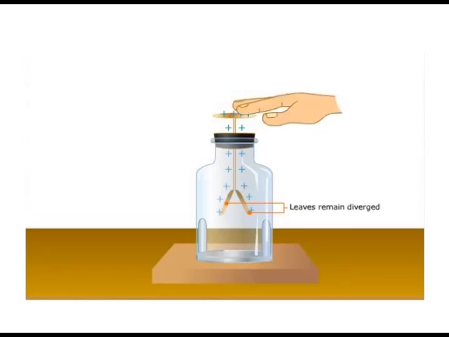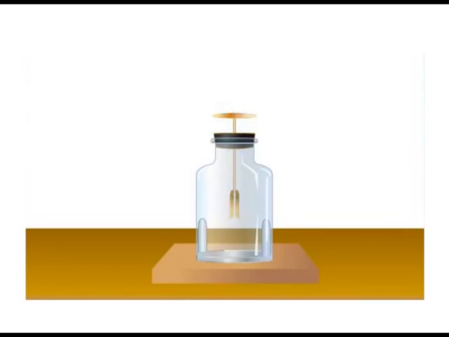When the leaf was touched with the hand, we observed that the leaves dropped. That is, the electroscope is discharged. The leaves collapsed on touching the metal disc as the electrons from the earth flow into the electroscope and neutralize the positive charges. In other words, earthing took place when the electroscope was touched.